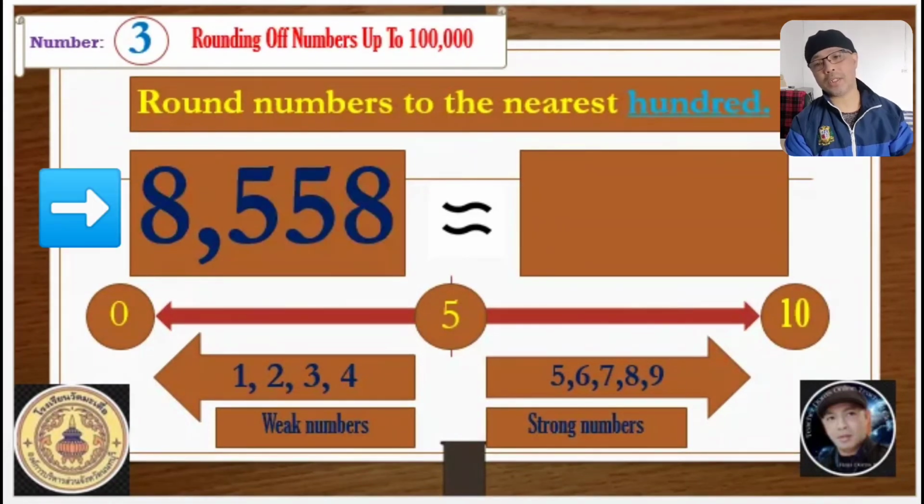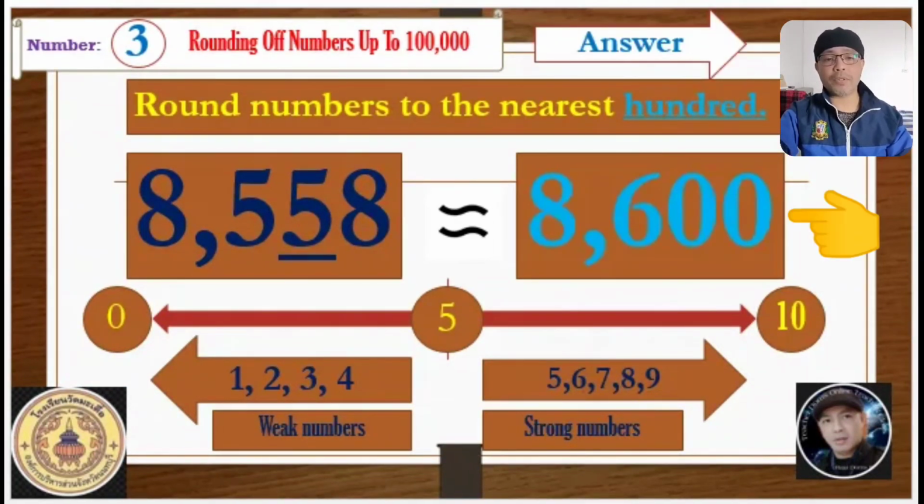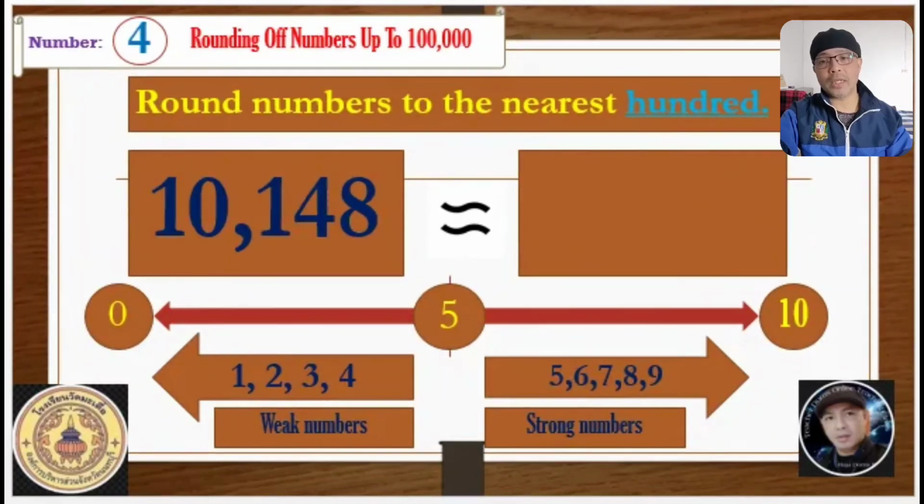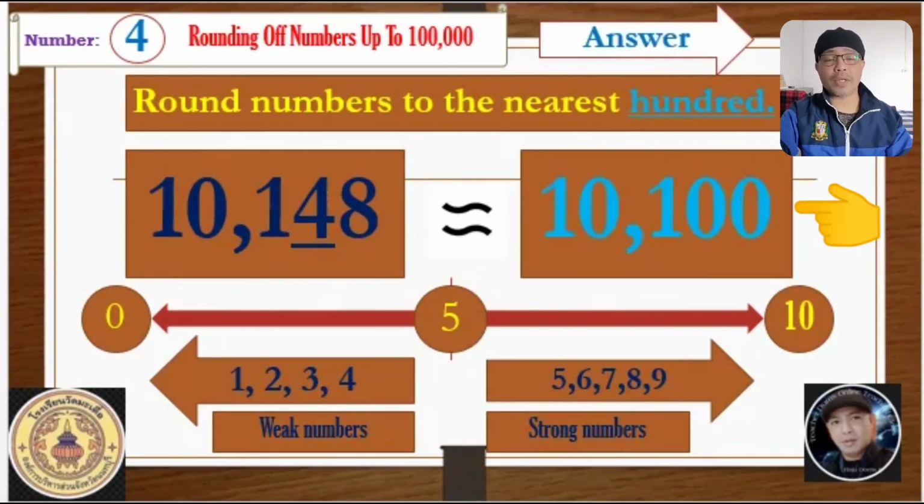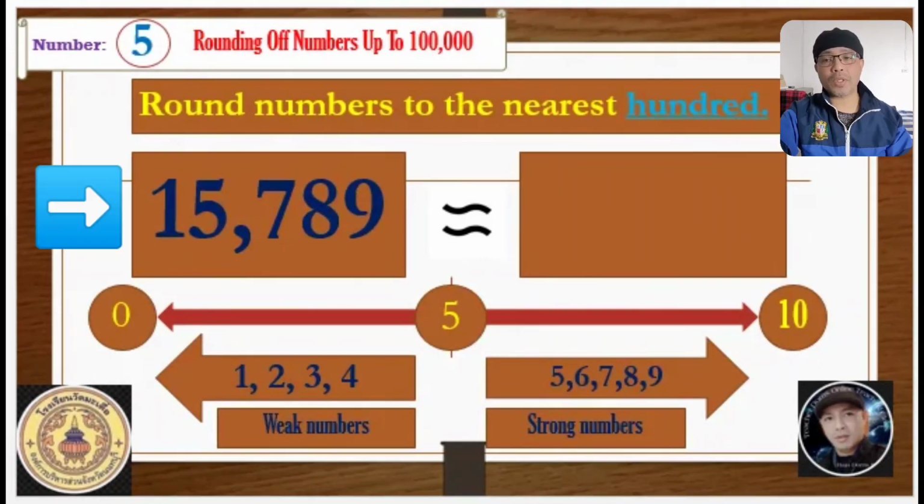Next, number 3. Round numbers to the nearest hundred, 8,558. It becomes approximately 8,600. The answer is 8,600. Practice test number 4. Round numbers to the nearest hundred, 10,148. So it becomes 10,100.